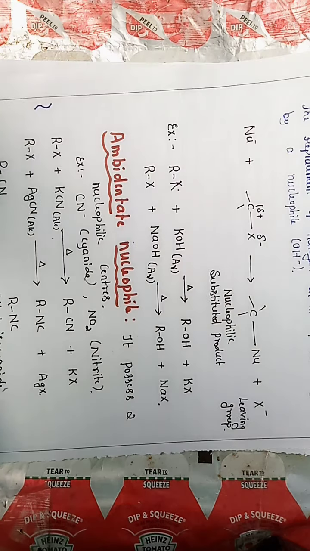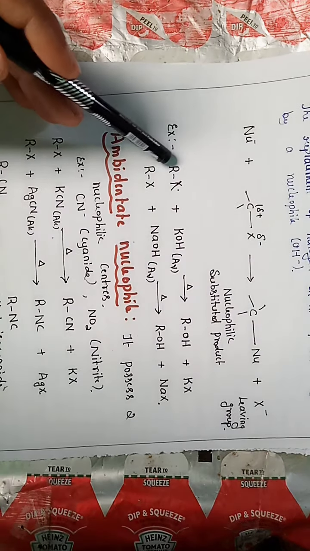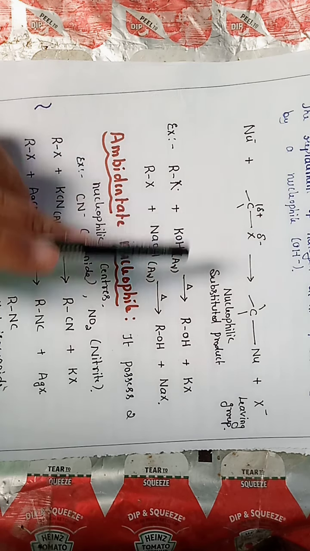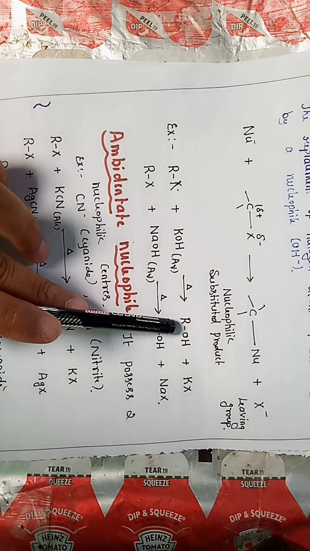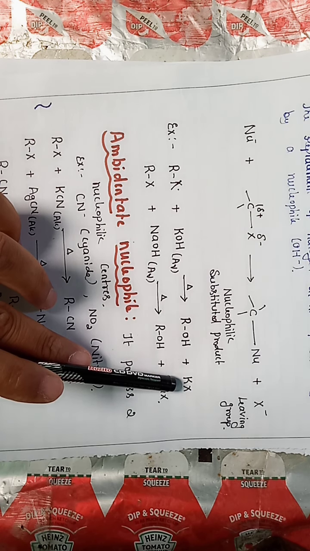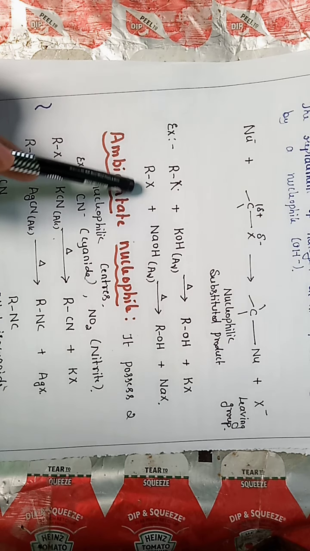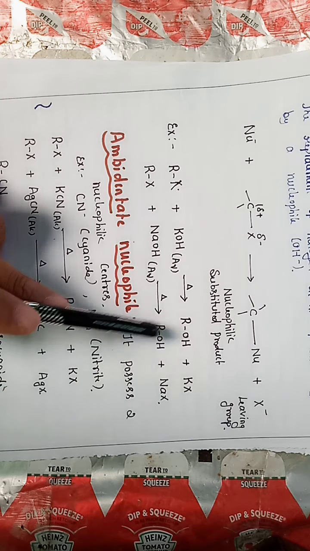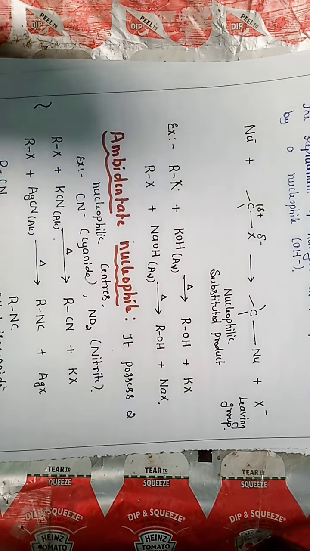So here are two examples. When alkyl halide RX is treated with aqueous potassium hydroxide, you will get the nucleophilic substituted product alcohol and potassium halide as a leaving group or byproduct. Similarly, when alkyl halide is treated with aqueous sodium hydroxide, you will get alcohol and sodium halide.